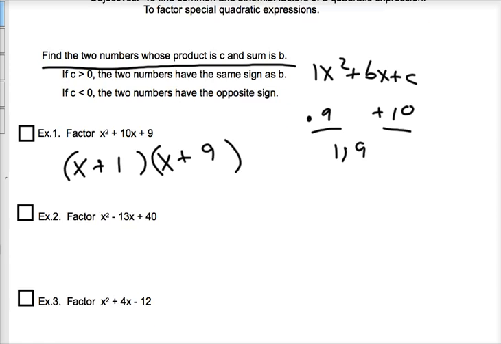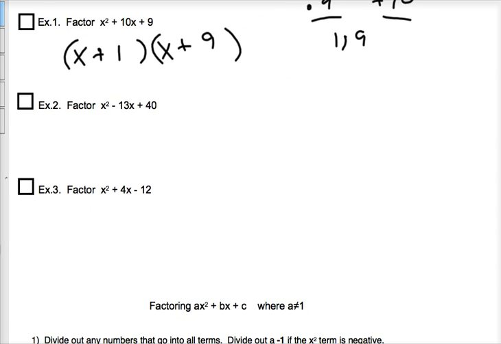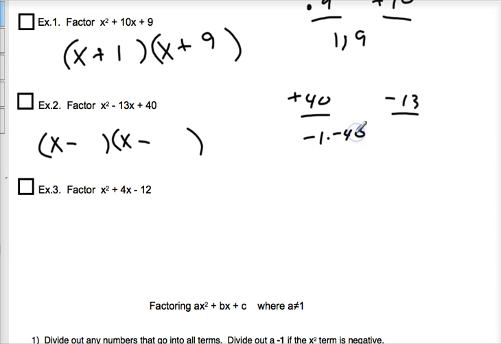Next one. Here I've got C is positive 40 and B is negative 13. So C tells me same sign. It would be x and x here again. But in this case, since B is negative, they both have to be negative. Hopefully that makes sense. In order to get a positive when I multiply, I have to have the signs the same. So I could have negative 1 and negative 40, but it needs to add up to negative 13. Negative 1 times negative 40 is 40, but it doesn't add up to negative 13. So here are all the things that work.